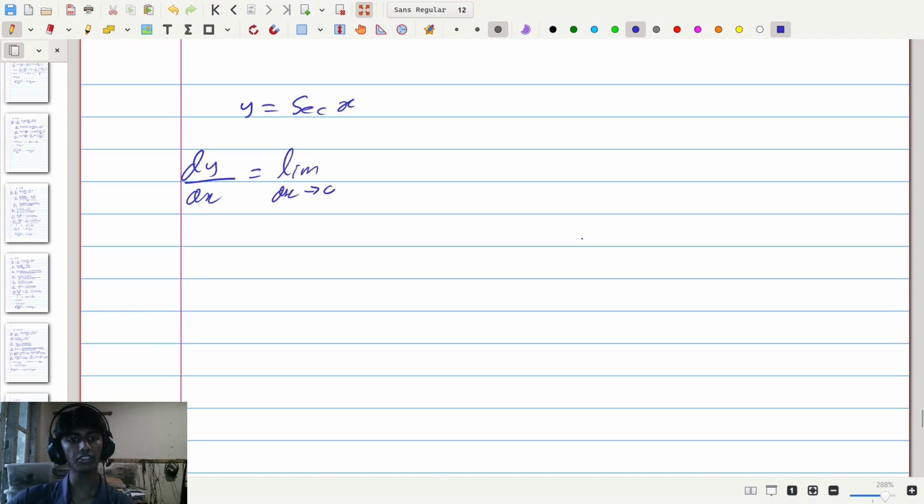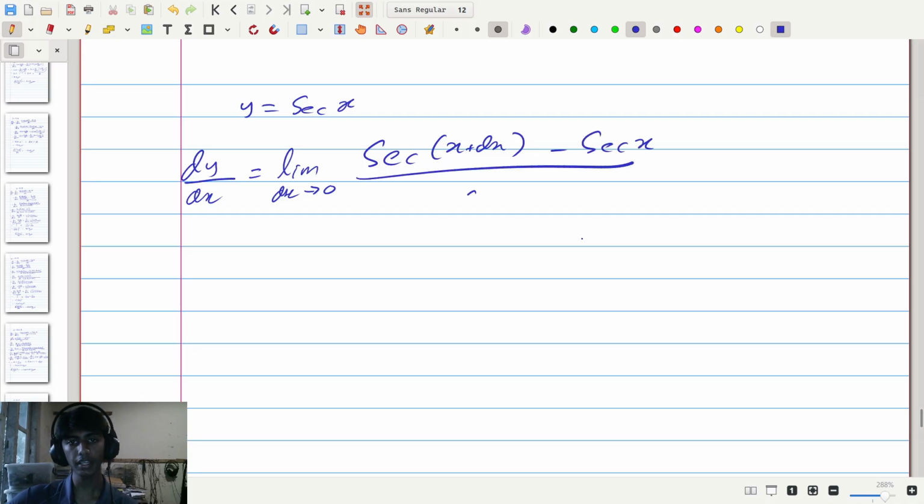The limit as dx approaches 0 of the value of this thing at one value, so the value of secant of x at x plus dx minus secant of x, divided by dx. So now here, similar to what we did with the cosecant of x, we're going to write this as 1 divided by cosine and 1 divided by cosine.